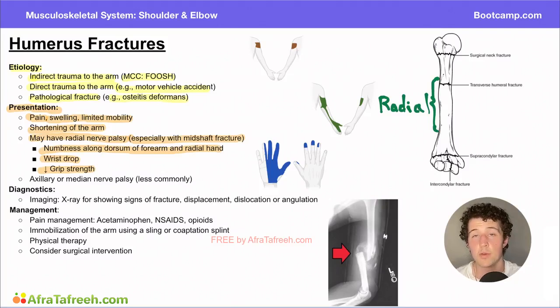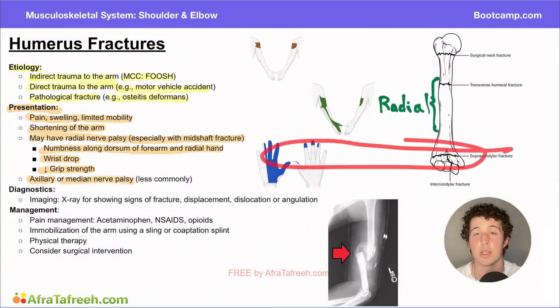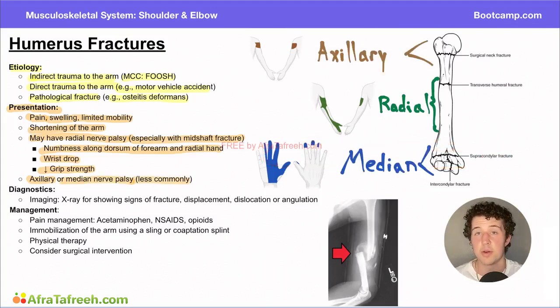And even though the radial nerve is the most likely to be injured, especially with a mid-shaft fracture, it's possible to injure other nerves as well. So we may have axillary nerve damage, which is more common if there's injury up here near the surgical neck of the humerus, or we may have the median nerve damaged, which is more common if we have a supracondylar fracture in the distal part of the humerus. And this very conveniently spells ARM for us as we go down the arm.